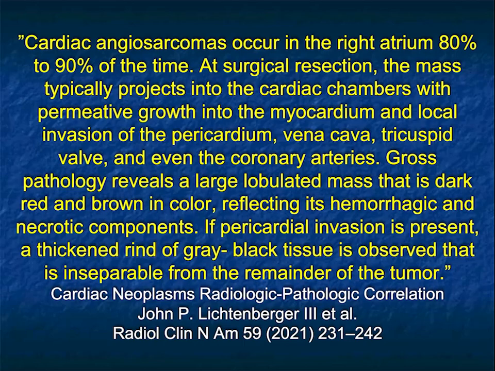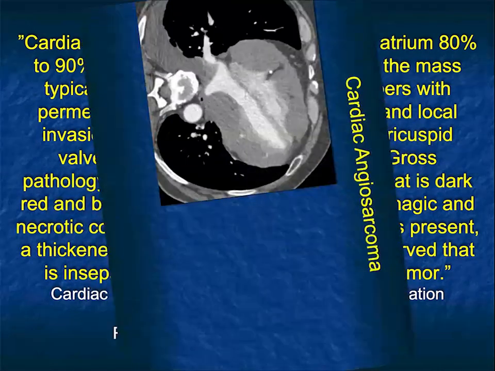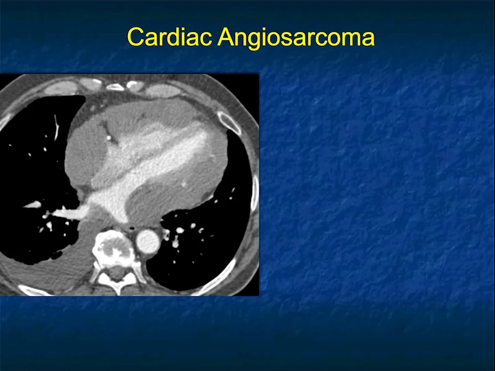And I showed this slide as well as the one before to show you that every article does put the numbers at about 80% in the right atrium. Very important. Now, here's some examples. Now, one of the things about angiosarcomas is although they theoretically arise most commonly in the right atrium, often when you'll see them, they're involving the entire heart.